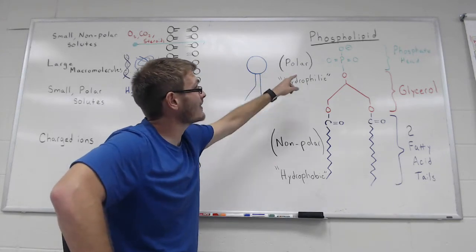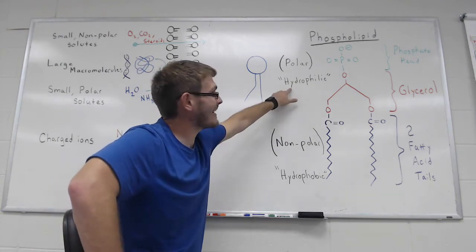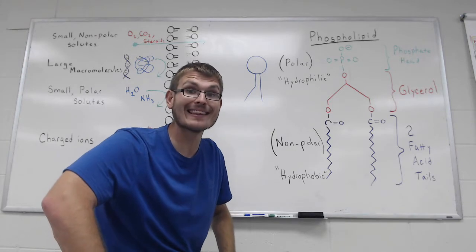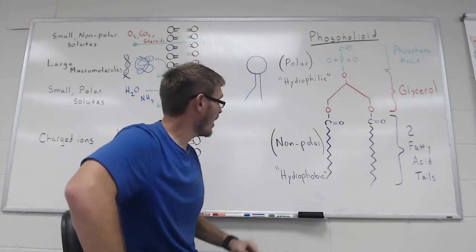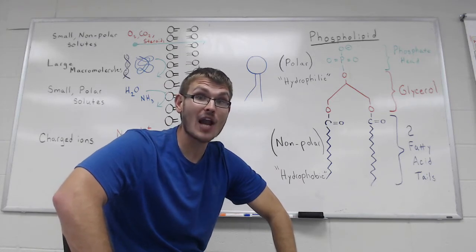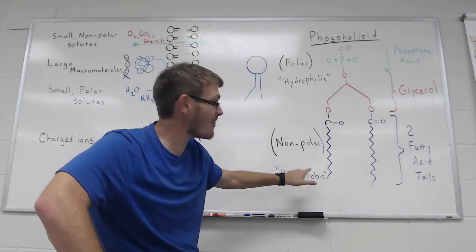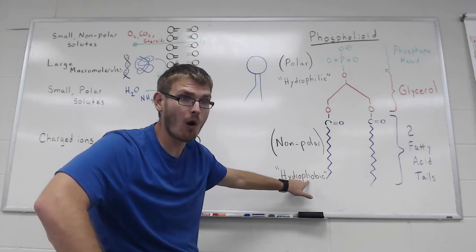On the one hand, the phosphate head is very polar, and therefore we say it is hydrophilic, meaning that it likes to interact with water. On the other hand, the 2 fatty acid tails are extremely nonpolar, making them hydrophobic. They do not like to interact with water.